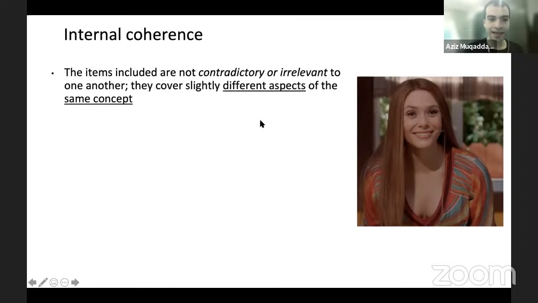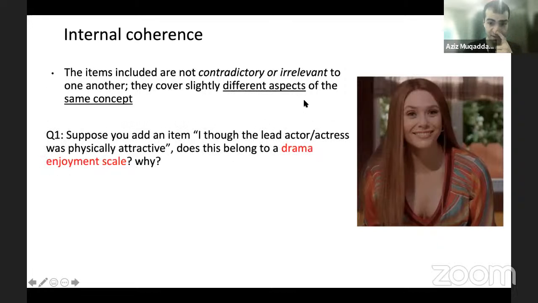Related to that is internal coherence, so the items you have are not contradictory or irrelevant. Here, for example, we have a scale about drama enjoyment. Suppose I added an item that says, I thought the lead actor or actress was physically attractive. Is this question related to the drama enjoyment scale?